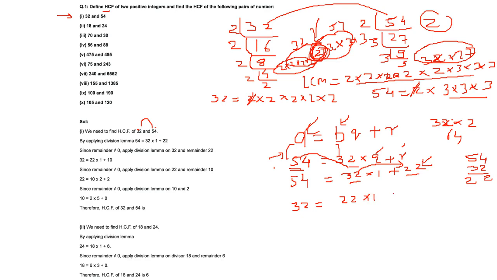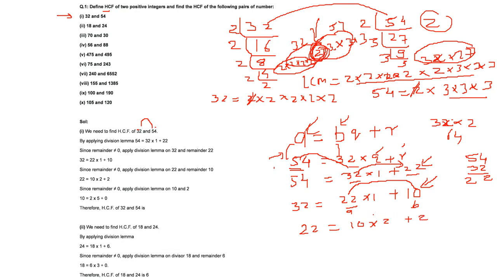What do we get? We need to have 10 as the remainder. So 22 into 1 plus 10 is 32. Still the remainder is not 0. So now again we'll reapply the division lemma. A will be 22 and B will be 10. So 22 can be represented as 10 into something plus some remainder. So 10 into say 2, 20, and then 2 is the remainder.